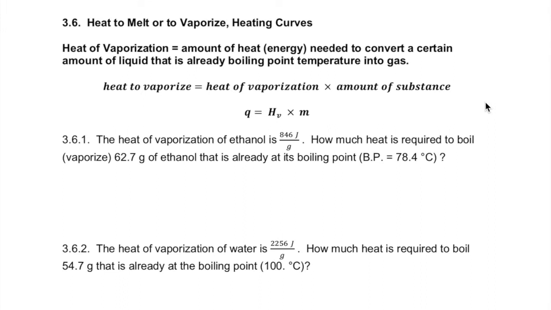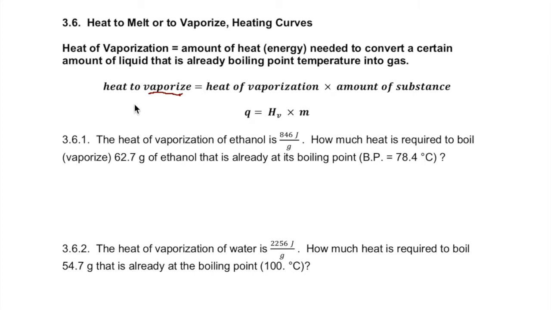A lot of times the heat that you put into a substance will raise the temperature of that substance. But sometimes if the substance is at its boiling point or its melting point, the heat that you put in changes the state instead. So for example, if you are at the boiling point of a substance, then the heat that you put in will vaporize that substance. It will cause it to boil.